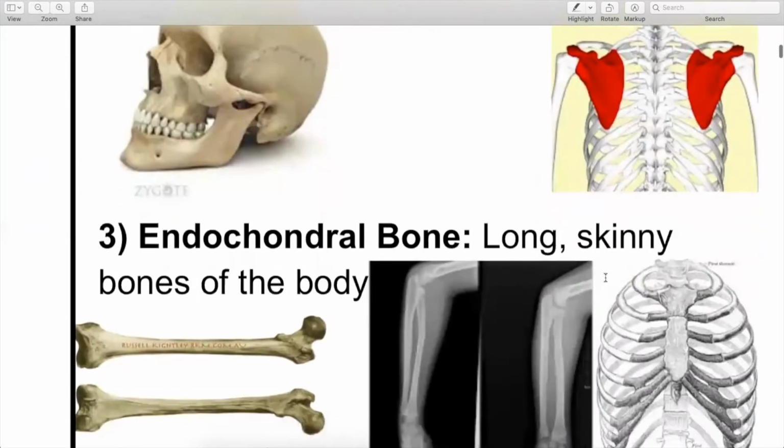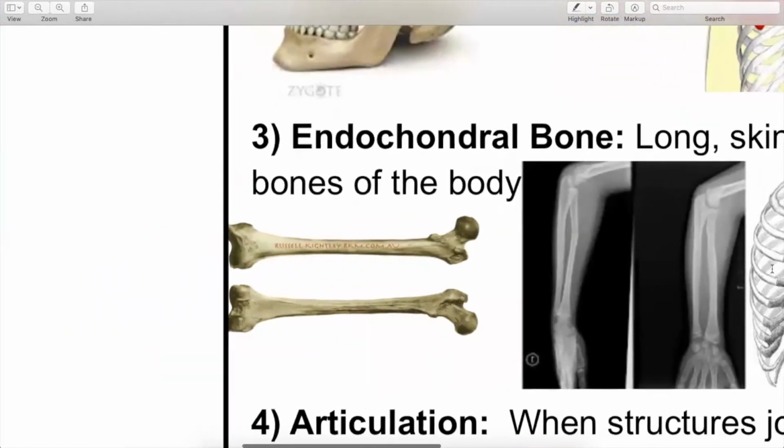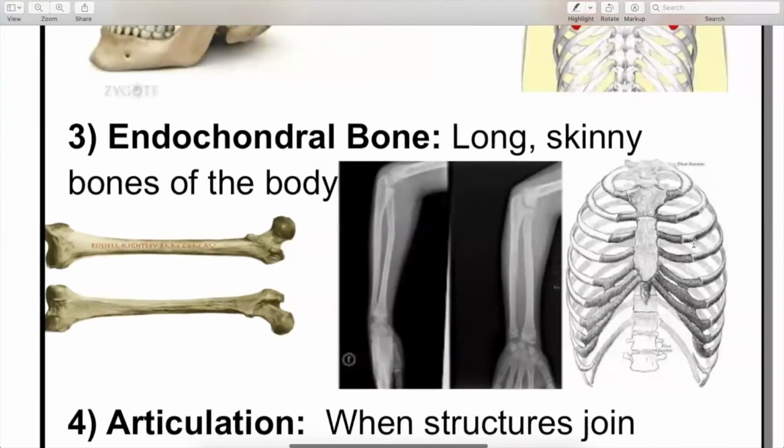Not to be confused with endochondral bones, which are going to be the long, skinny bones of your body, like in your arms and forearms and thighs and legs. Oh, not your ribs, though. Let's get rid of the rib. Turns out your ribs are not endochondral. Yeah, they look long and skinny, right? No, they're not long. They're wide.